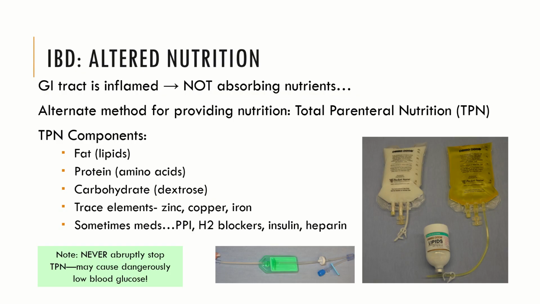Sometimes they are compatible, so common medications that you might see combined with the TPN are PPIs, H2 blockers, insulin, or heparin. We're never going to abruptly stop TPN, because we'll talk about on the next slide the blood glucose levels and the titration for blood glucose in TPN, and how we do not want it to run out or stop because of the blood glucose that's in it.